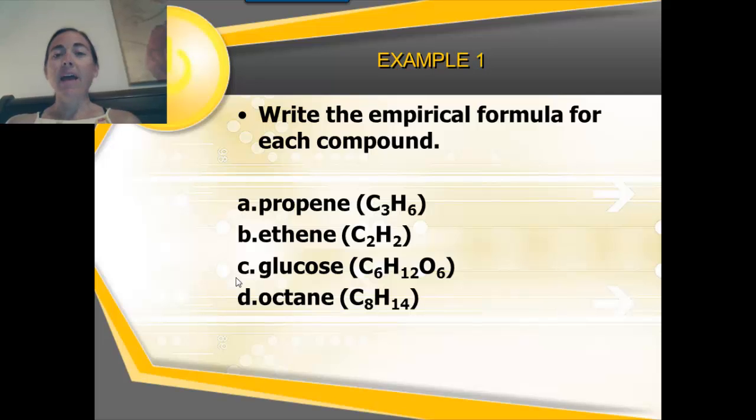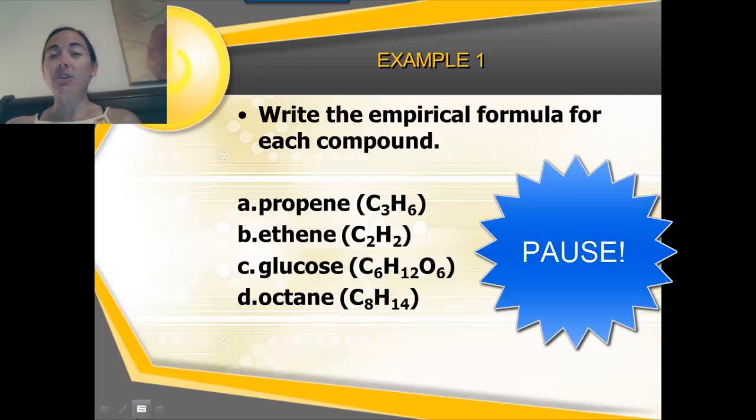I want you to write the empirical formula for each one of these compounds. Now what I want you to do is pause the video here, and go through each one of these and think about reducing them. Can you take each of the subscripts for each element in the compound and divide it by a number so that you get a lower ratio of atoms? So pause the video here and write your answers in your notes, and when you're done, I'll show you my answers.